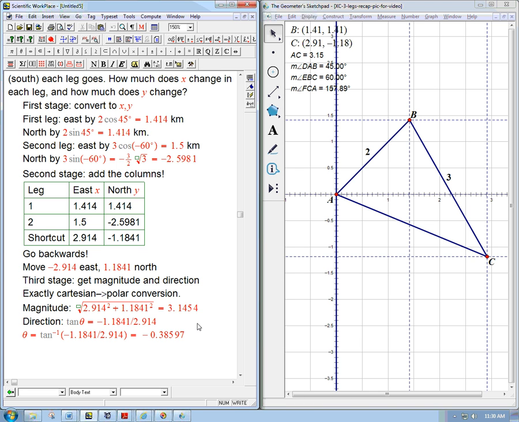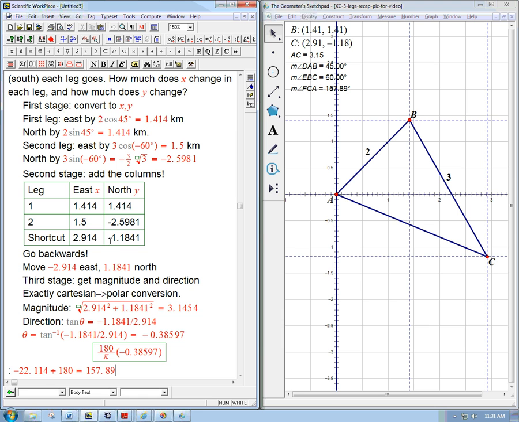So we need to do a couple things. First, we're just going to convert it. Now, if your calculator is set for degrees, you don't have to do this step. Times minus 0.38597. Compute that numerically. Okay, minus 22 degrees. That would be the angle if you were going away. And that's the annoying thing about converting to polar. You often have to add 180. But if we add 180, then finally we're done. 157.89, which is what the sketchpad is telling us.